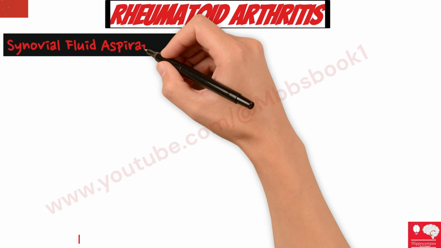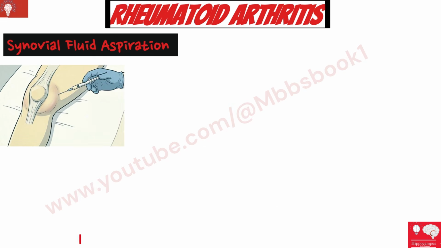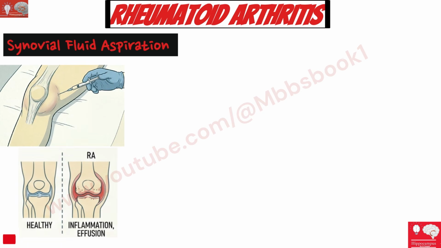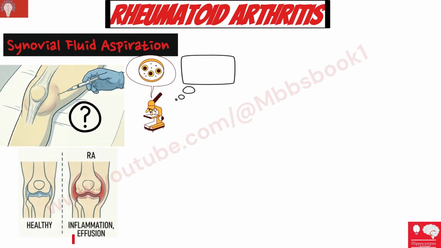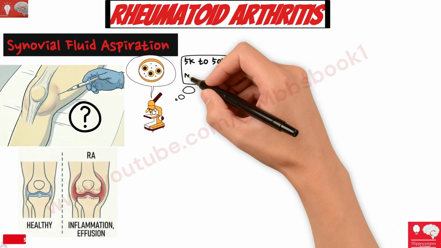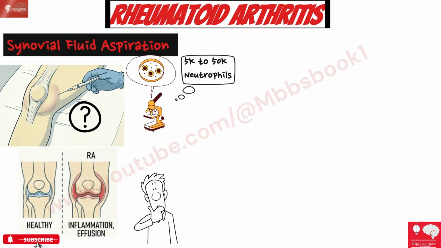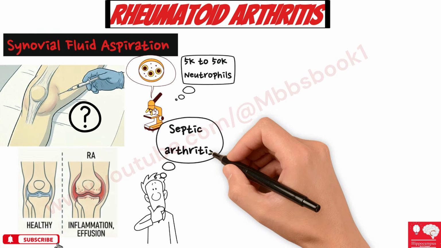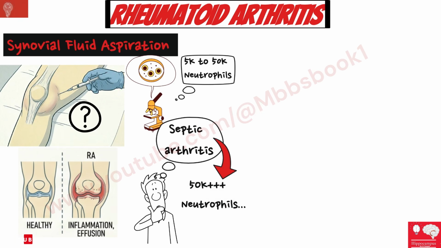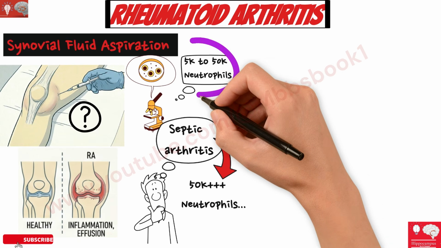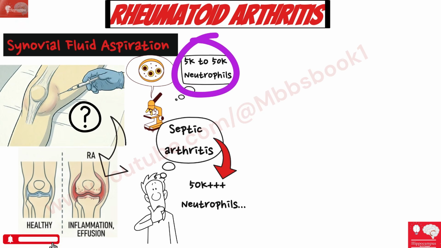Synovial fluid aspiration. This is primarily for academic reasons. In real clinical practice, we do not routinely perform synovial fluid aspiration for RA. However, if we were to aspirate the fluid, we would observe inflammatory findings. In RA, the synovial fluid typically contains between 5,000 to 50,000 neutrophils. When you see that number, you might initially think of septic arthritis. However, in septic arthritis, the neutrophil count is much higher, often reaching into the hundreds of thousands. Thus, a count of 5,000 to 50,000 indicates inflammatory synovial fluid, not an infection.